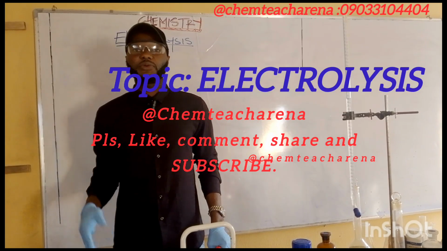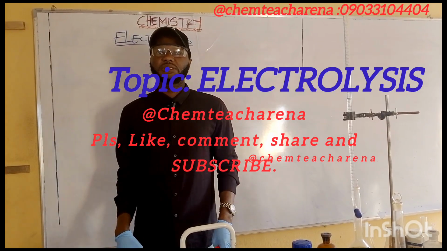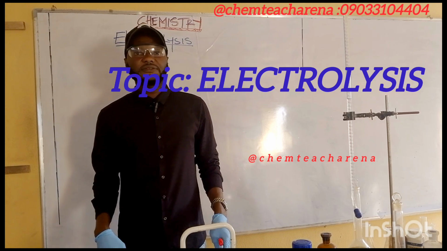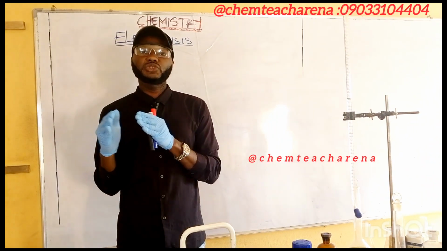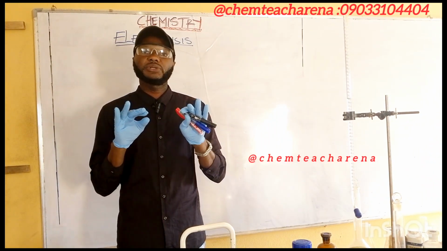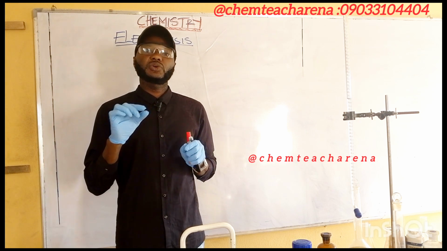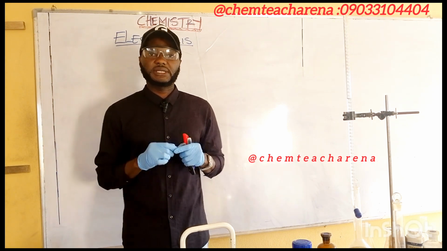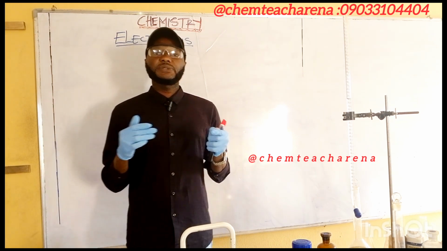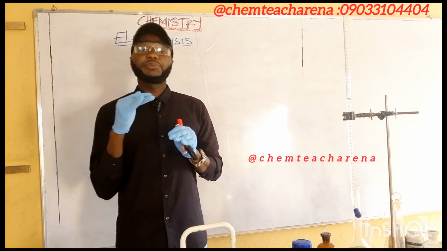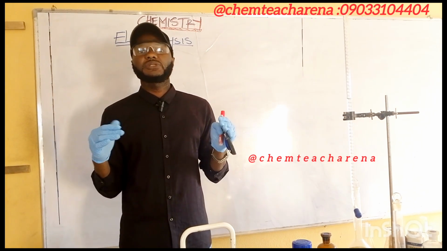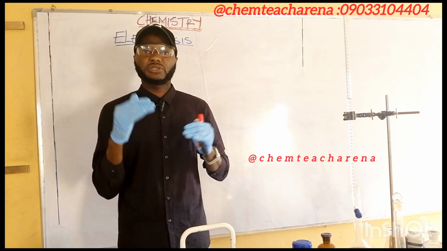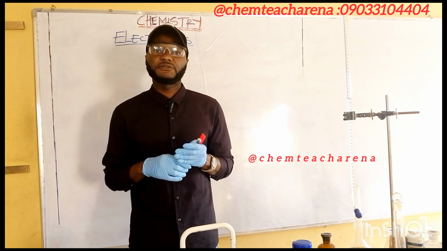Hello students, today we'll be looking at the topic electrolysis. We said that electrolysis is defined as the chemical decomposition of a compound into its component ions when a direct current is passed through the electrolytes. So you can simply say that electrolysis is the breakdown of a compound into its ions by electric current. That is the short form of the definition.